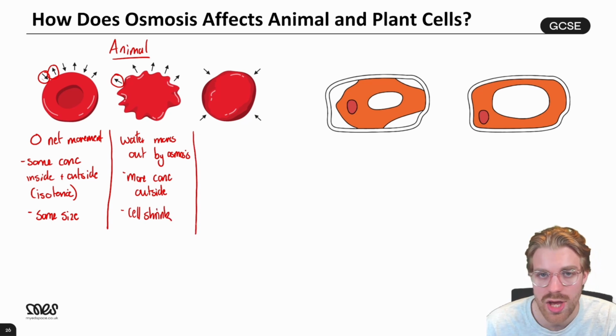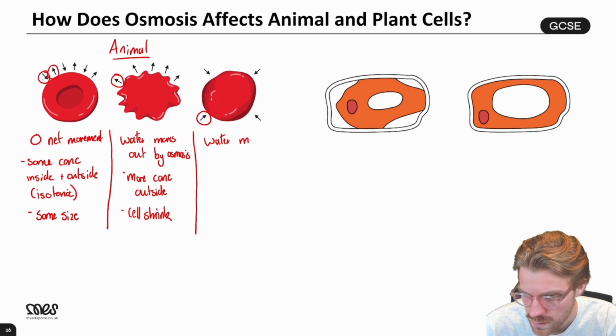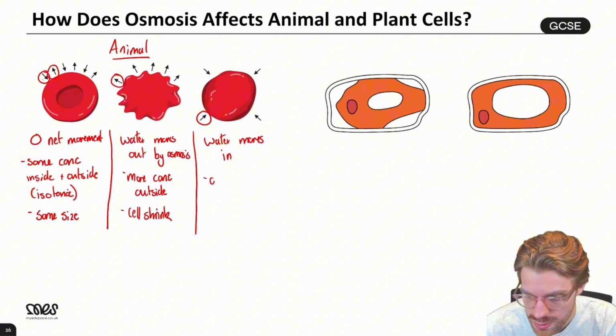Let's look at our third example then. Now in our third example, we can see that the water is moving in. Now the water is moving in because the outside must be more dilute.